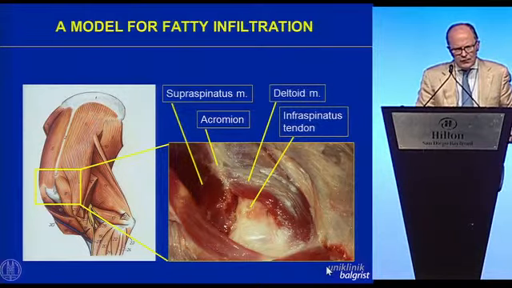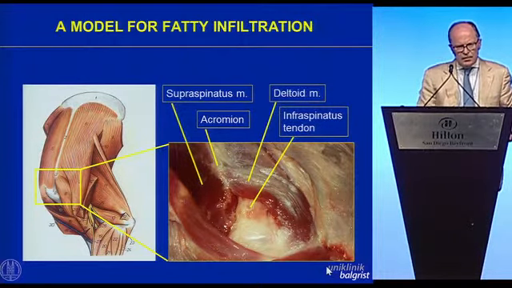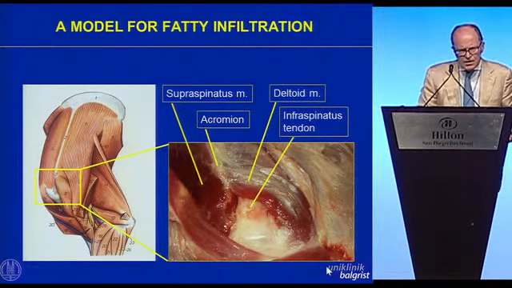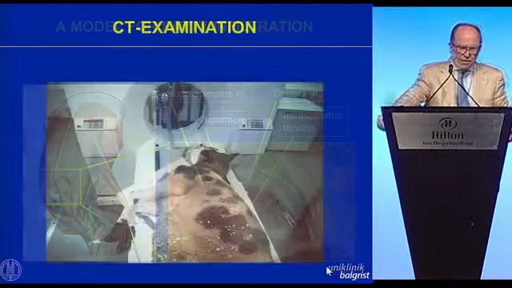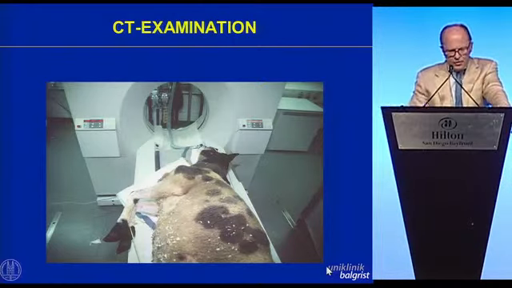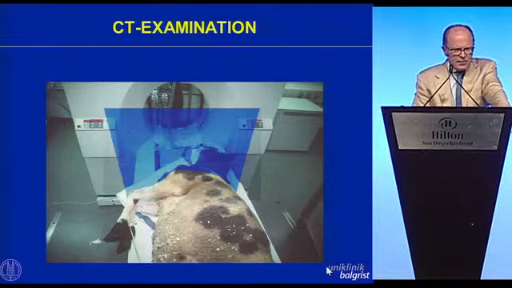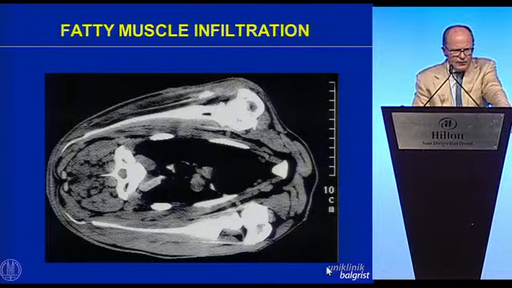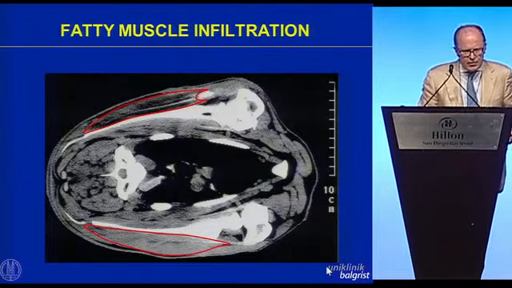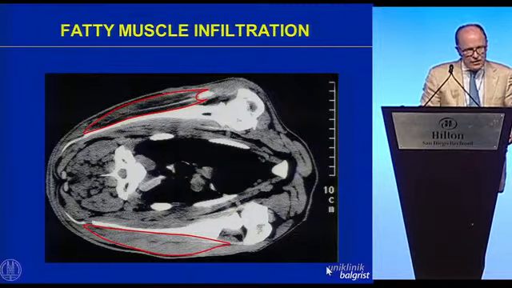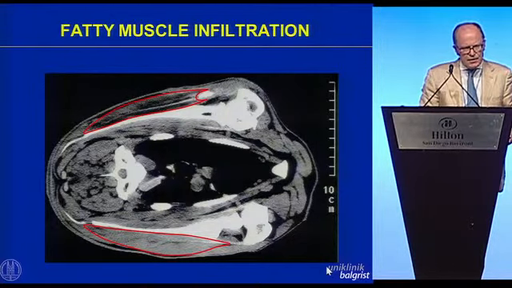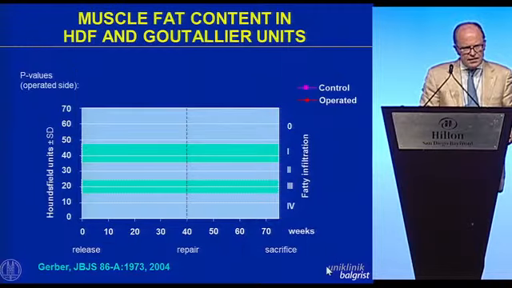So we needed a model for fatty infiltration and created the model with this sheep infraspinatus repair. This here are the sheep who are examined under CT. That's what it looks like. Then you have the two sheep shoulders, which show the infraspinatus. Below is the normal infraspinatus, and above is the fatty infiltration with the osteotomized chip, which is medialized.